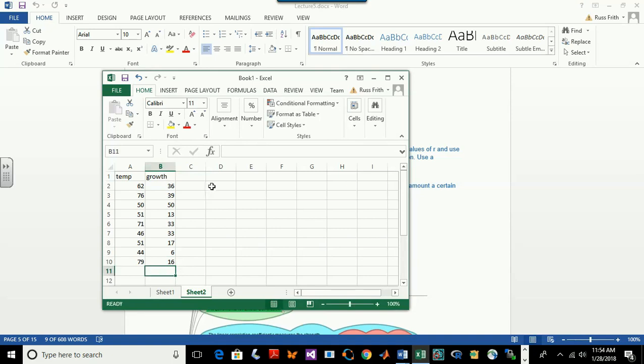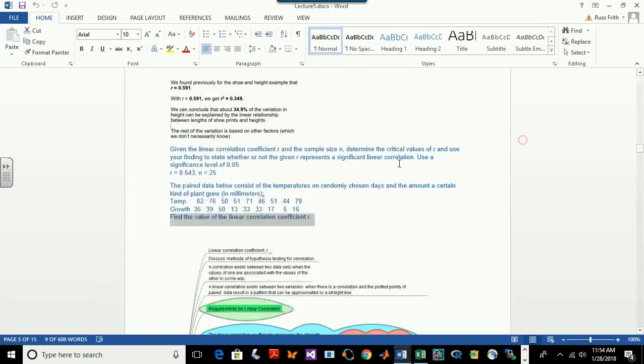So we want to know the correlation between temperature and growth, so we use the CORREL function. Select your first array, then your second array, close parentheses, and it's 0.196, thereabouts. Okay, so that's the linear correlation coefficient. Note the emphasis on the word linear.